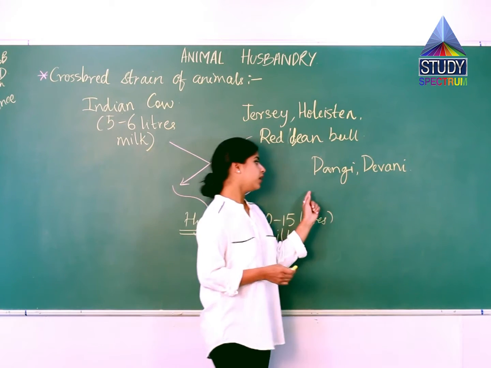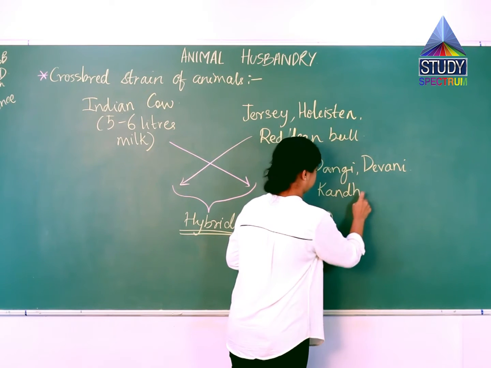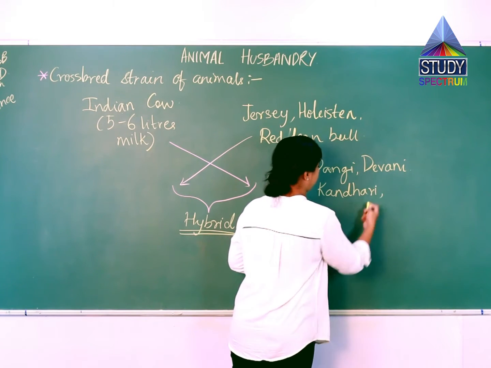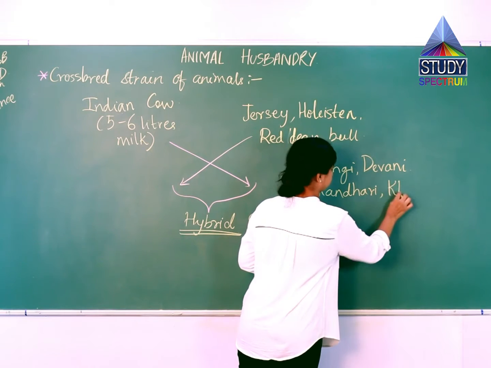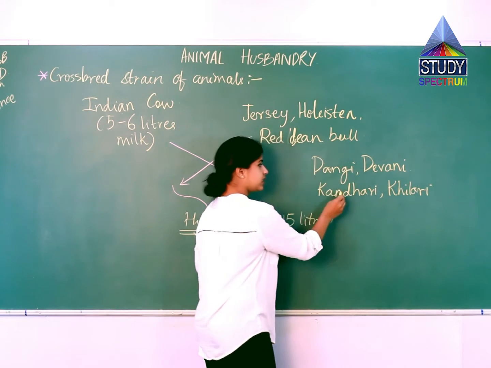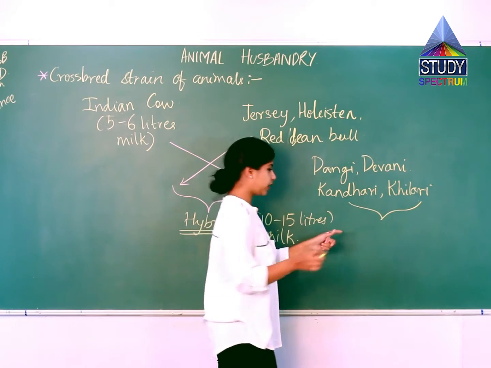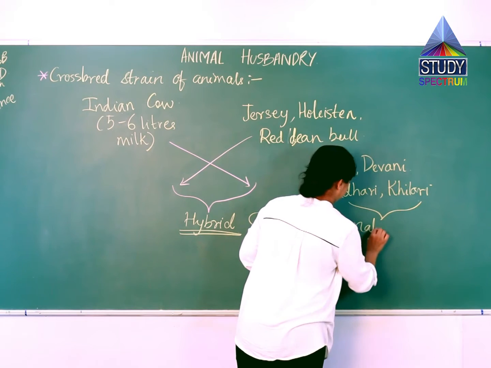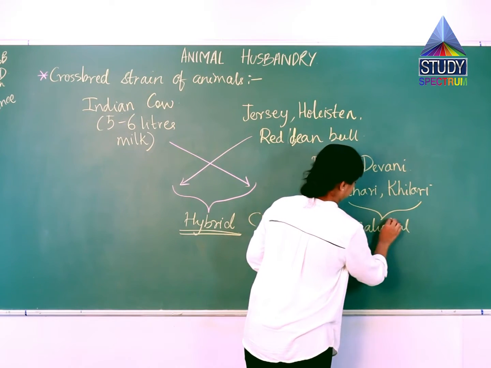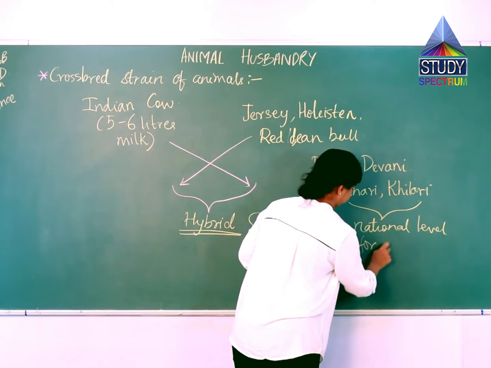Also, there are Kandhari and Khilari. These four types are usually used at a national level for crossbreeding.